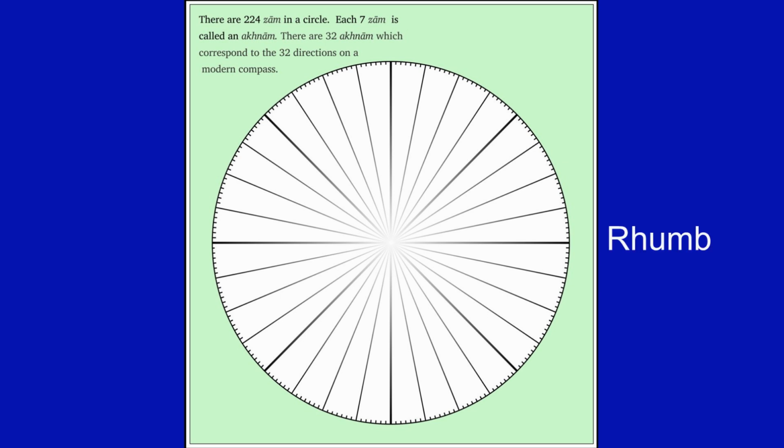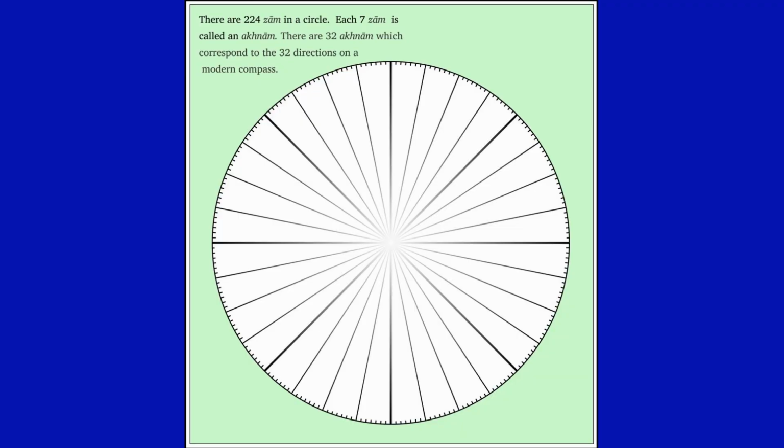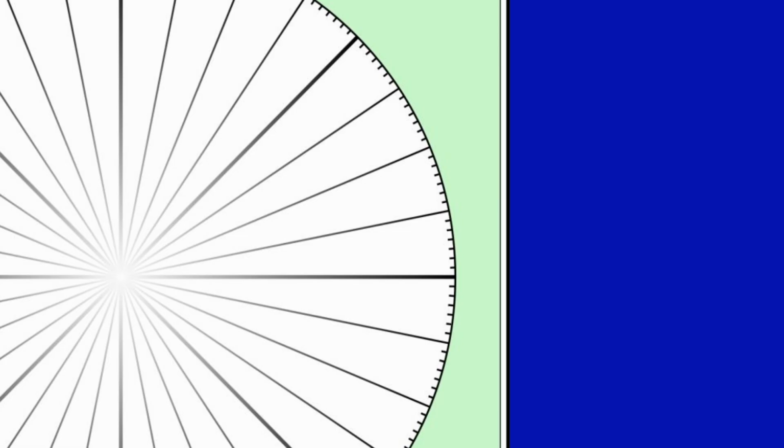These are known as room lines in Arabic, which display the 32 directions. Every young Arab caravaneer, or caravan worker, knew about the circle and dividing it into 32 parts, and each of these 32 directions had individual names. Now notice in the illustration that the 32 directions could be broken down even further, and smaller points called zams were in between the 32. So 7 zams made an akhnam and 32 akhnams made a circle.